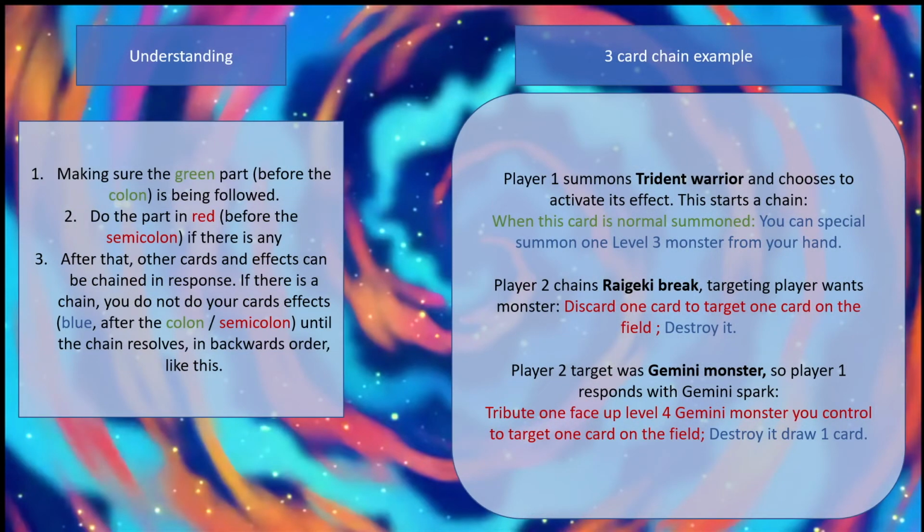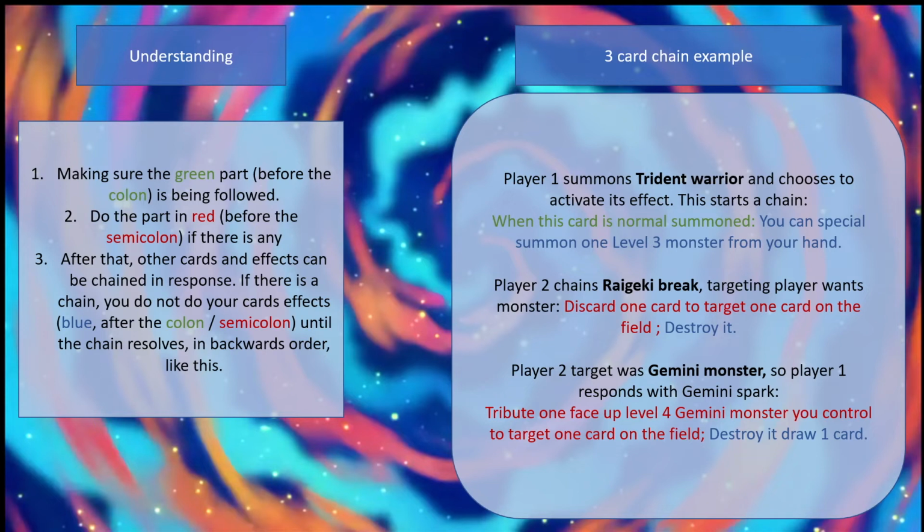What you have to understand is you first have to make sure that the green part is true, so everything before the colon. If the card says you have to control 3 light monsters before you can use the effect, make sure that you are controlling 3 light monsters before you can actually move on to activating the card. And then do the part in red. So if it tells you to pay something, discard something, do that first, and then allow your opponent to react to it.